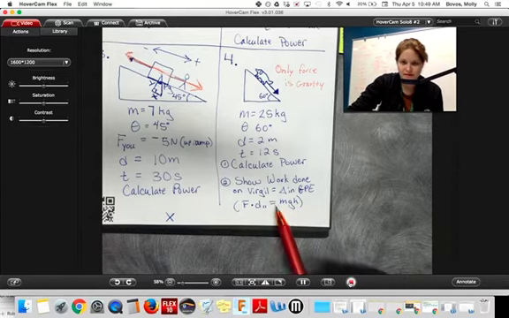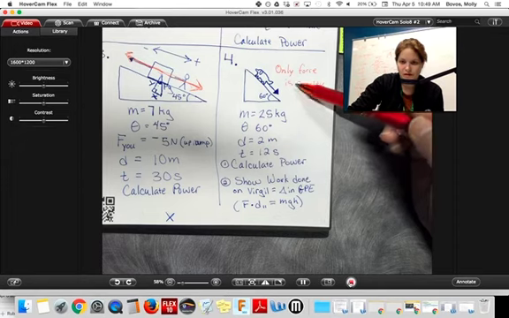So this is basically exactly the same as numbers 4 through 7 on your previous homework, okay?